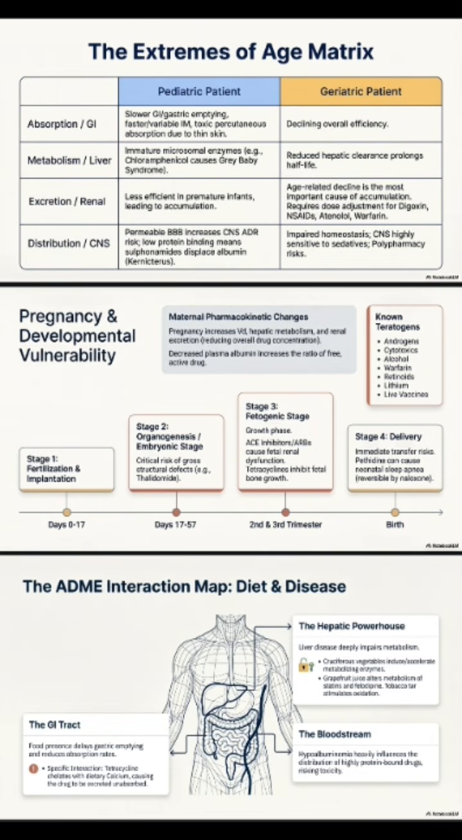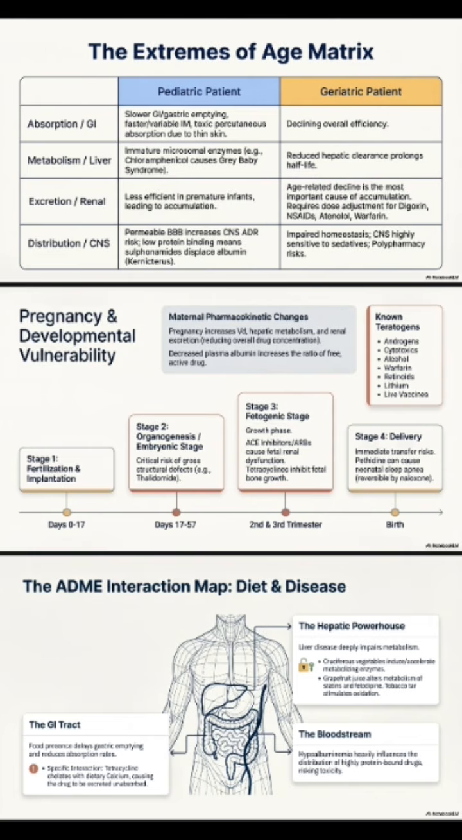Now, another factor here is age. Age will determine how a patient will absorb, distribute, excrete, and metabolize a drug. And you can see a good example here with pediatric and geriatric patients. So you can just simply pause the video to see how pediatric and geriatric patients have a difference in their absorption, metabolism, excretion, and distribution of a drug.